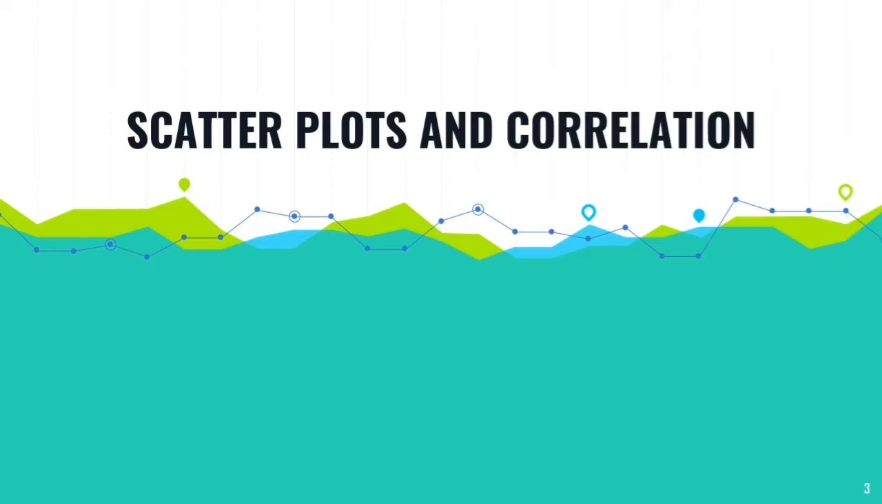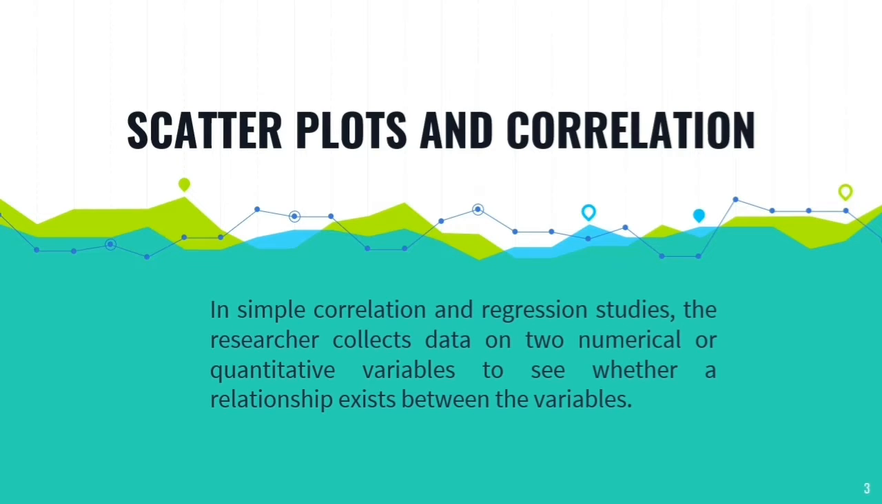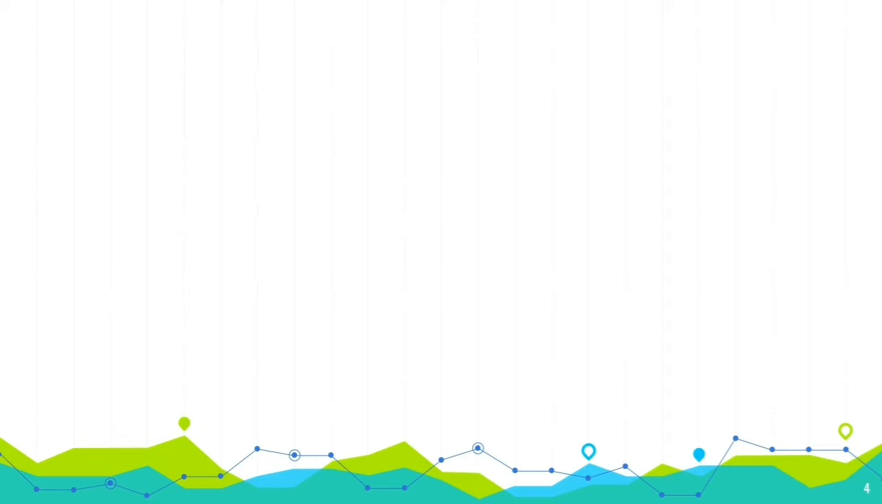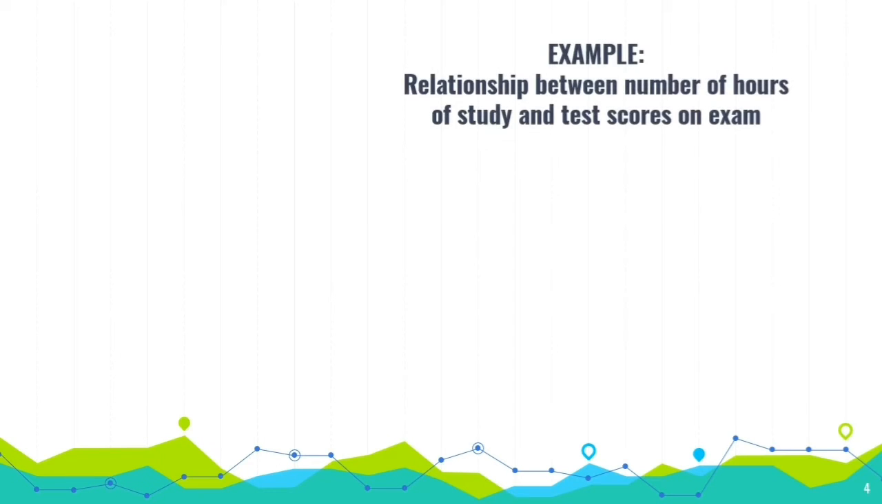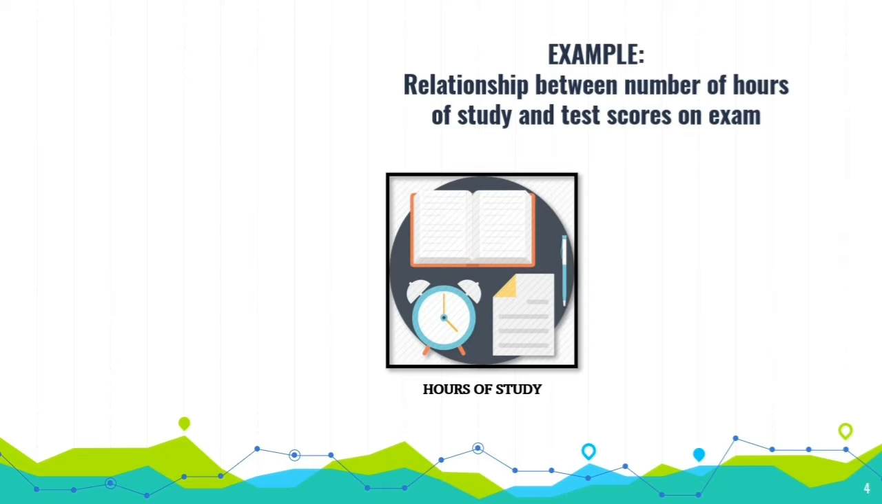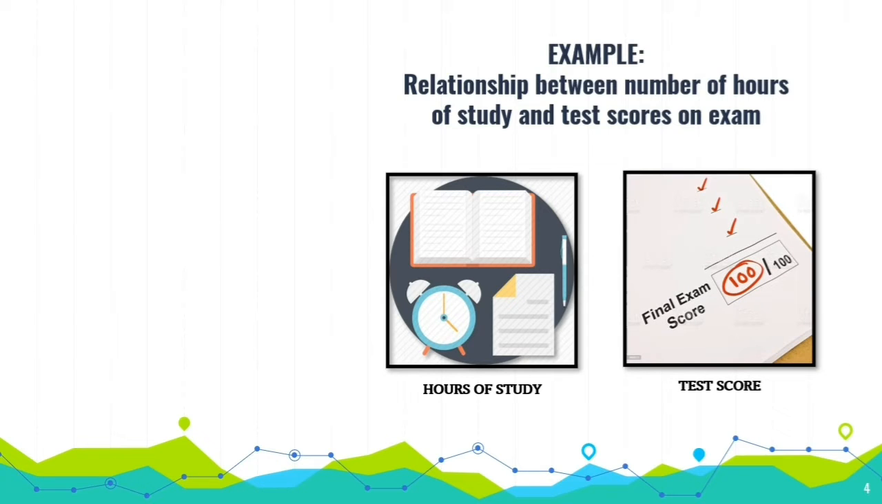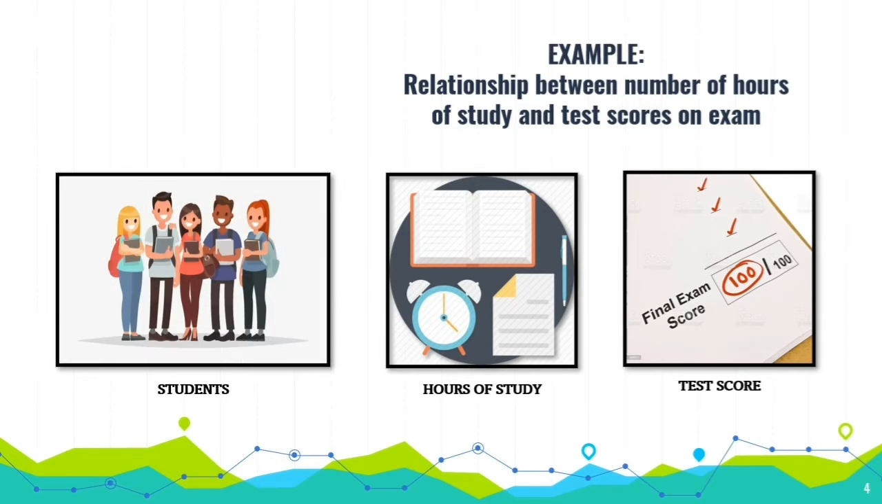Scatter plots and correlation. In simple correlation and regression studies, the researcher collects data on two numerical or quantitative variables to see whether a relationship exists between the variables. We have here an example: if the researcher wishes to see whether there is a relationship between the number of hours of study and test scores on an exam, she must select a random sample of students and determine the hours each studied and obtain their grades on the exam.